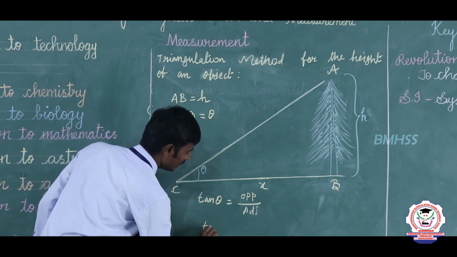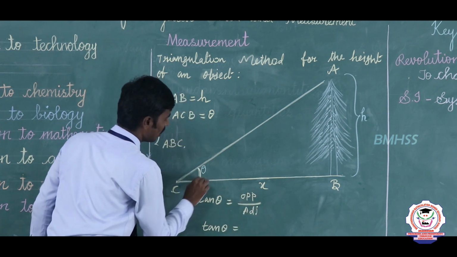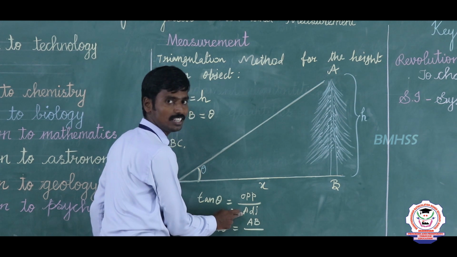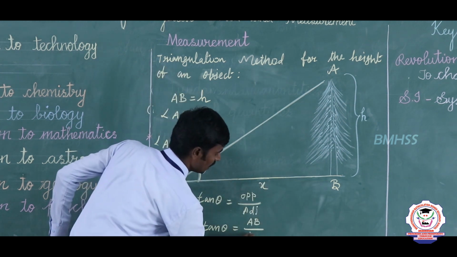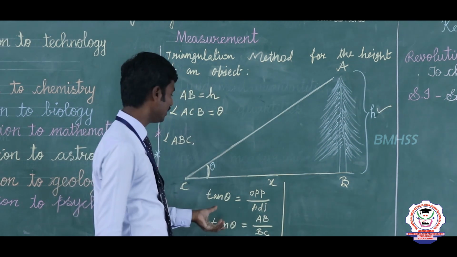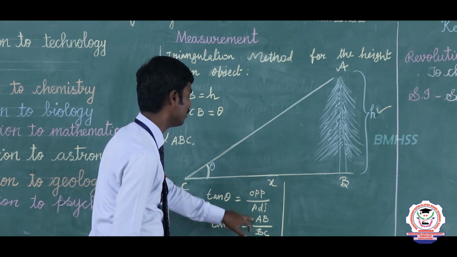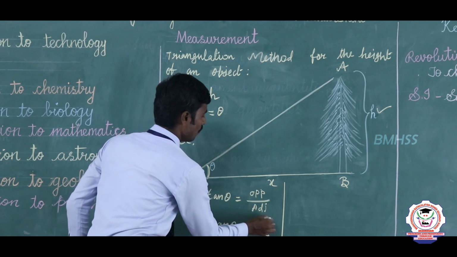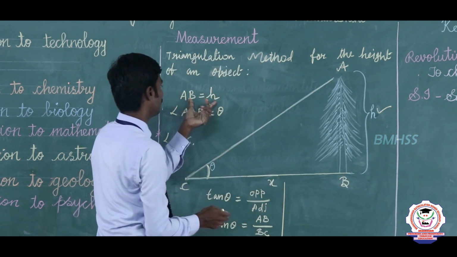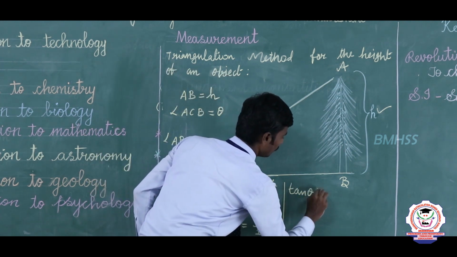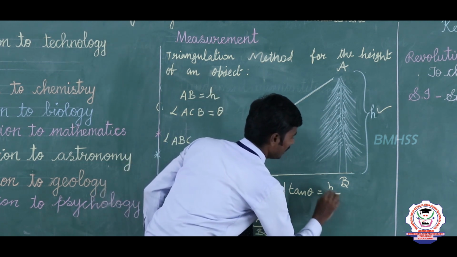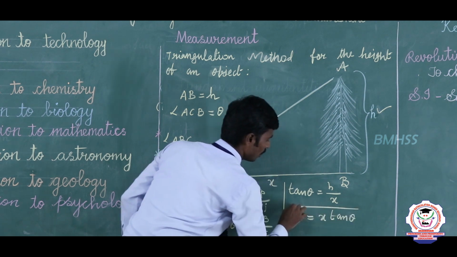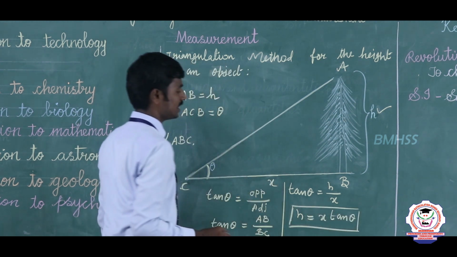So applying here, tan theta equals, what is the opposite side? Opposite to angle theta is AB, divided by the adjacent side, BC. Here AB by BC. What is the value of AB? AB equals h. So tan theta equals h by, what is the value of BC? x. We need the height of the tree only. So the height of the tree h equals, cross multiplying, x into tan theta. This is a very important formula, the triangulation method to find the height of an object.